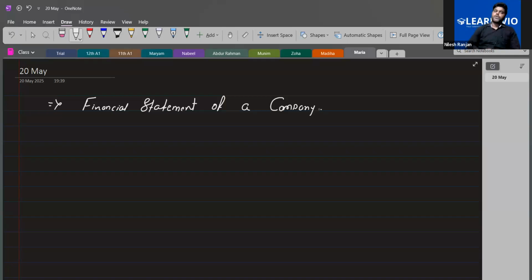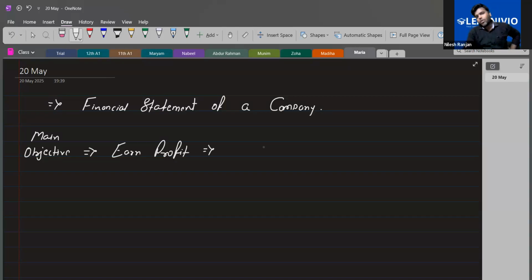So in financial statement, the main purpose of any business is to earn profit. This is the main objective. Now, if we are earning profit or not, how we will know this? So for this purpose, we prepare financial statement.